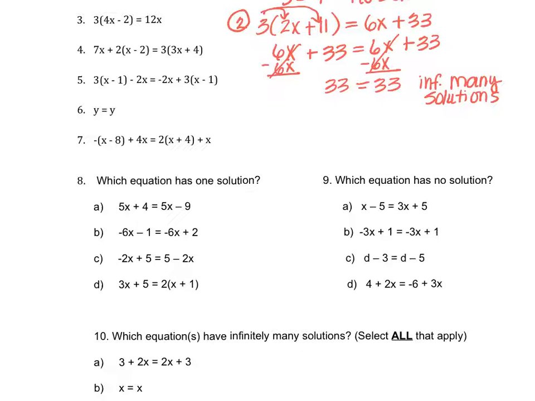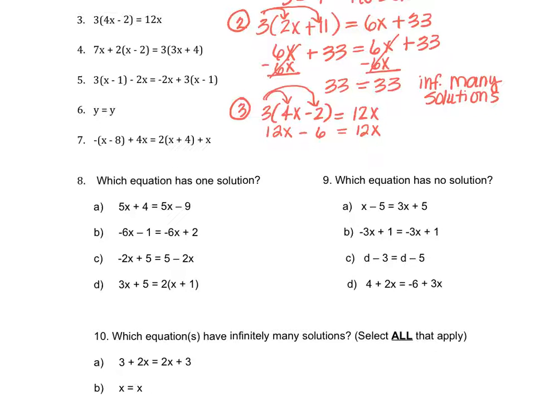Okay, number 3. 3 parenthesis 4x minus 2 equals 12x. Same as before, we have parentheses here, so we want to do distributive property. So 3 times 4x would give us 12x, and then 3 times a negative 2 would give us negative 6, which we write as minus 6. Bring down your equal and your 12x.